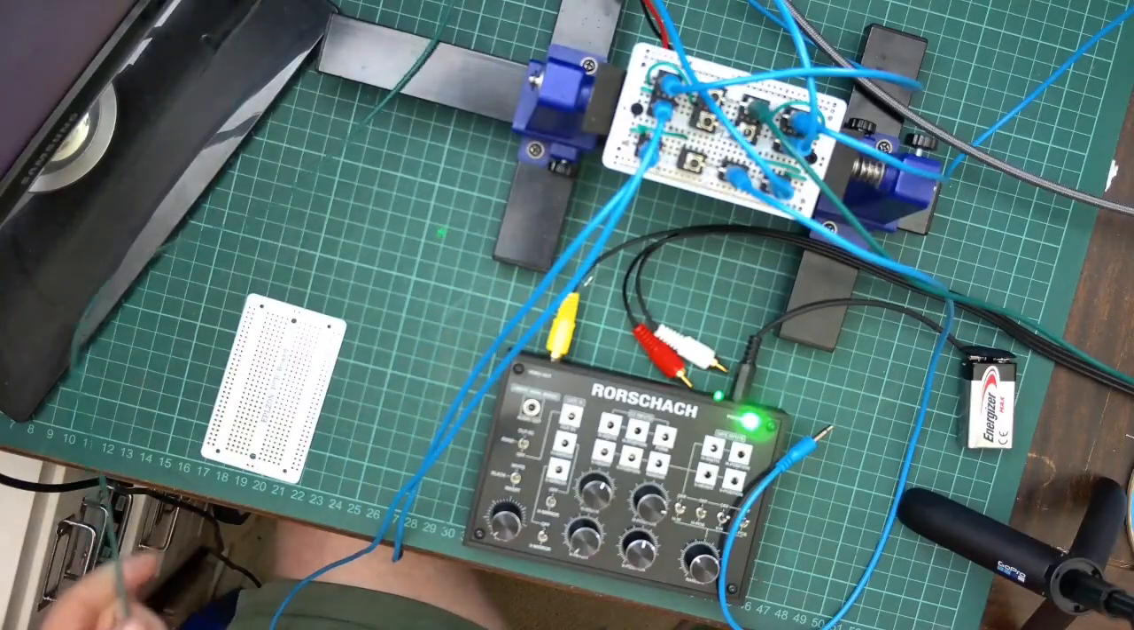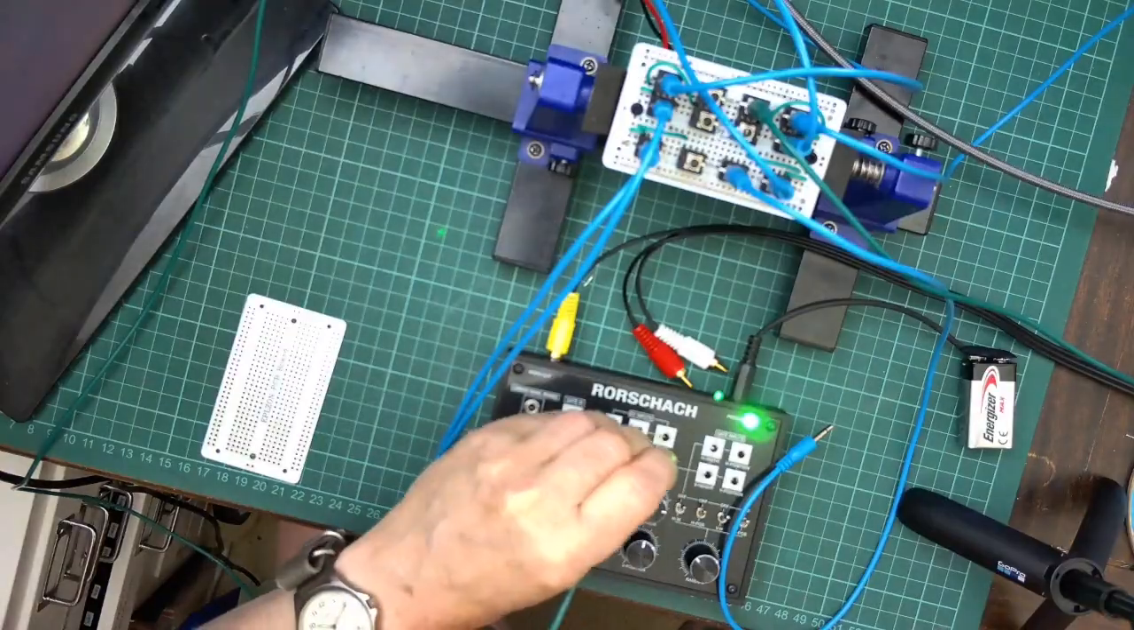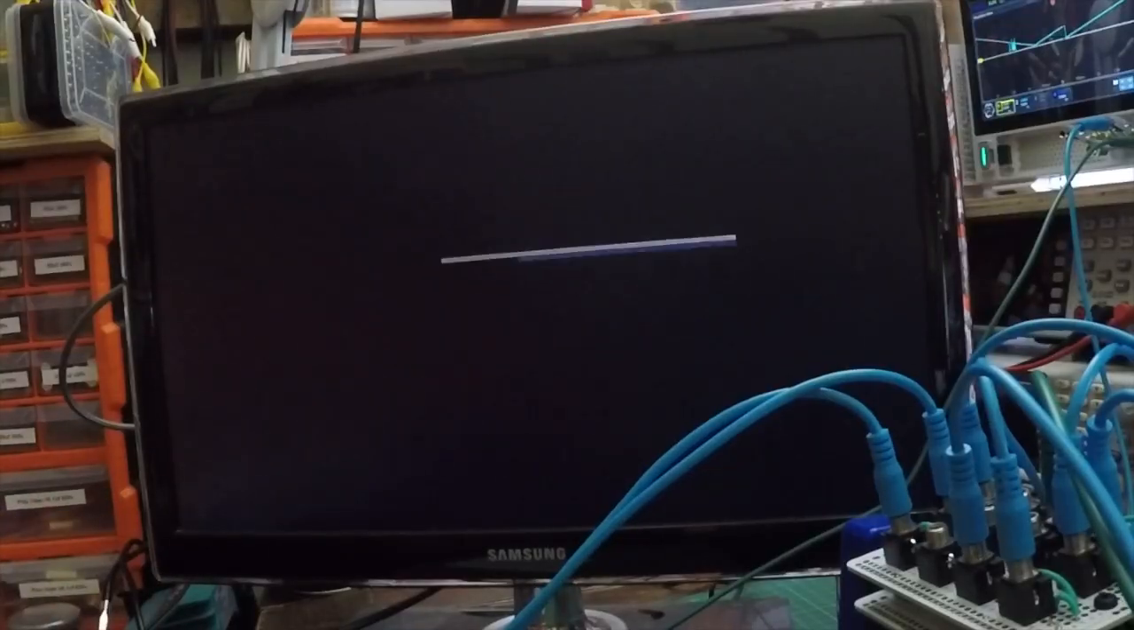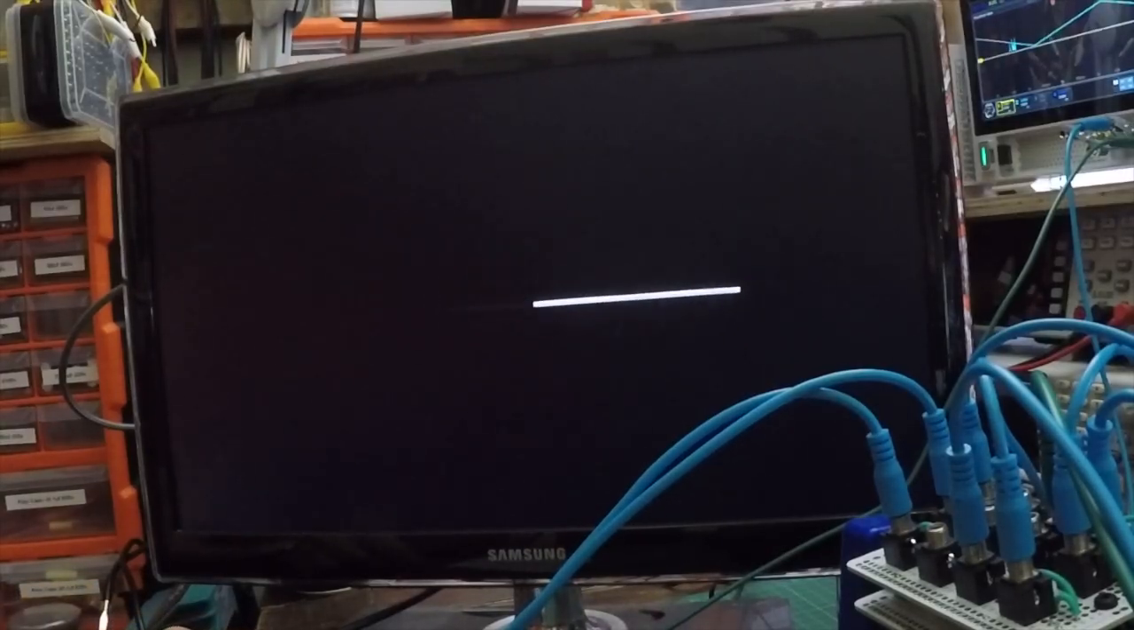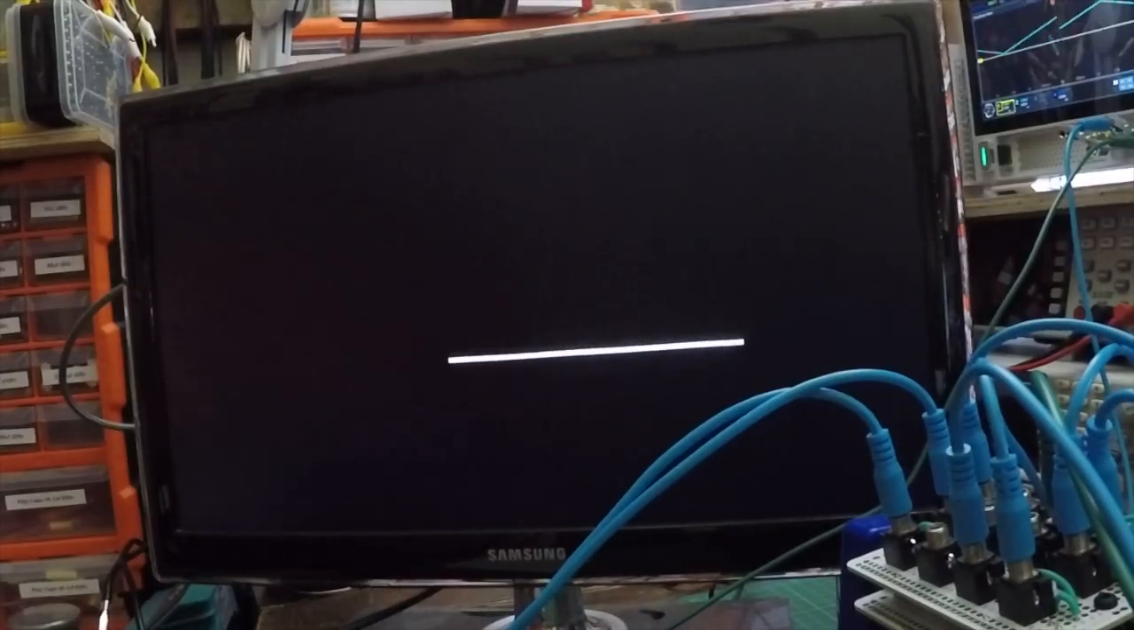Let's put an attenuated and offset one in. So this is now running through the circuit, and see what the difference is. You can see now that we have full range. So we're using all of that, well, that 0 to 5 volts.